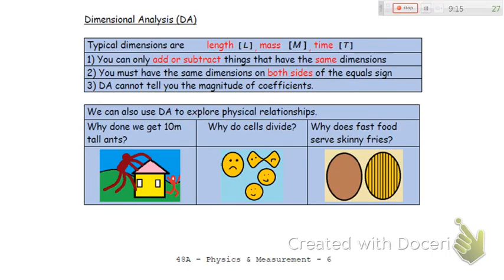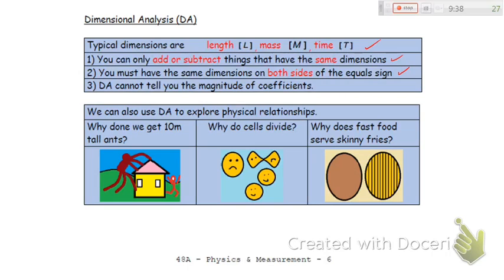Because not only is the left-hand side numerically equal to the right-hand side, the left-hand side is dimensionally equal to the right-hand side. So we have 3 basic dimensions, and we can only add and subtract in those dimensions if they're the same, and we can only have an equal sign if they're the same. So that tells us a lot about equations.